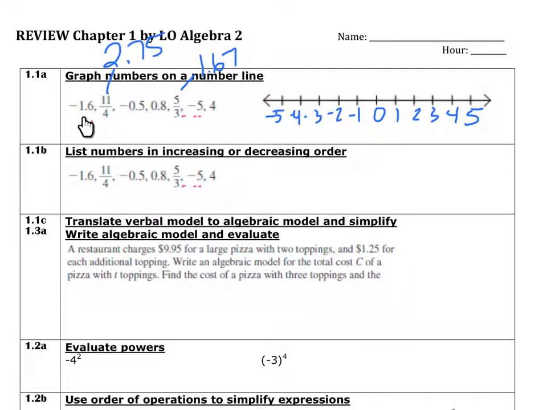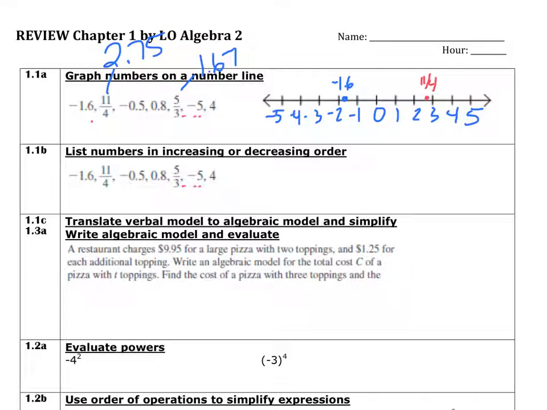-1.6 is going to be between -1 and -2, but closer to -2. So let's put that right about here, and let's label it as -1.6. 11/4 is the number 2.75, which is in between 2 and 3, but closer to 3. And let's actually write 11/4 for that one.